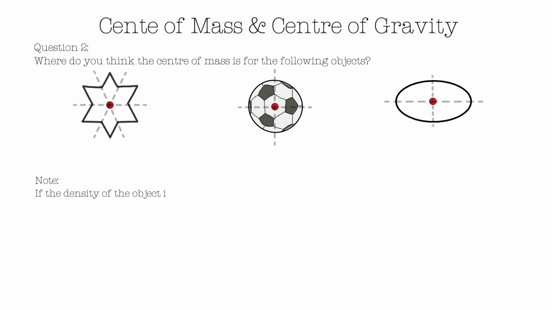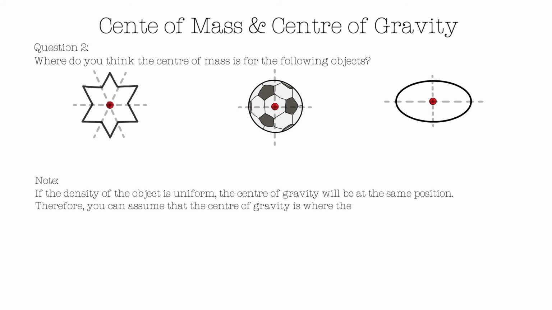If the density of the object is uniform, the center of gravity will be at the same position, where the overall weight of the object acts. Therefore, you can assume that the center of gravity is where the overall weight of the object acts. Although gravity acts on all parts of the object, we assume that gravity acts on these objects at these single points. This is indicated by the downward arrow marked with a W.